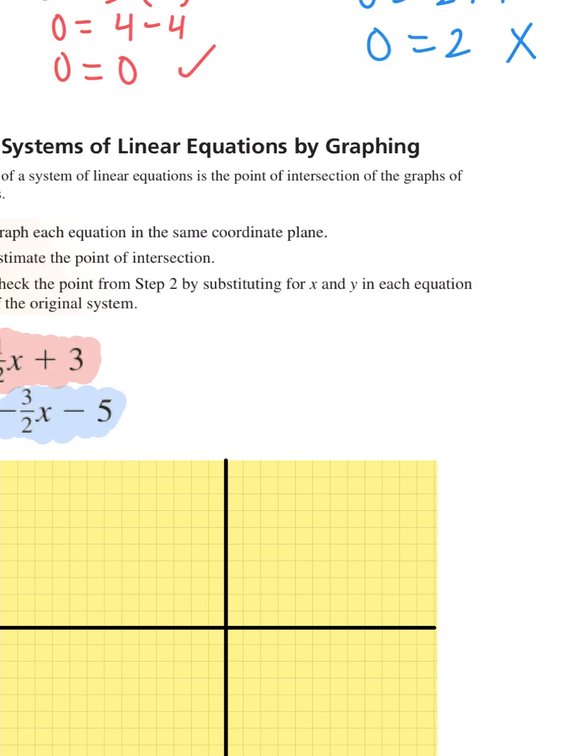Now, the two questions we just looked at, they were giving you an ordered pair and asking you, is this a solution? Most of the time, they're just going to give you a system and ask you, what is the solution? So the way we're going to figure that out today is by graphing. So step 1 says to graph each equation. I should write this. They should both be in slope-intercept form. That'll make it easier.